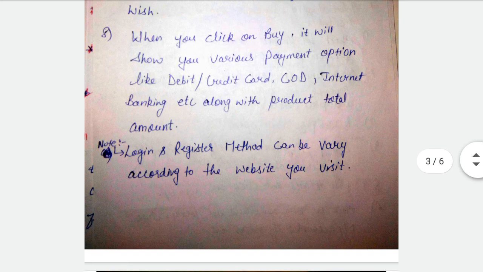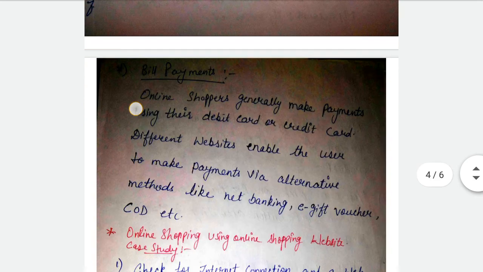All the login and registration methods which I have told you can be different for different applications, because it depends upon the development and the company, on what features they are giving you. You can register with your phone number, or in some applications they can also ask you for your email ID. So it depends upon the different online application or website. So now it is bill payments.